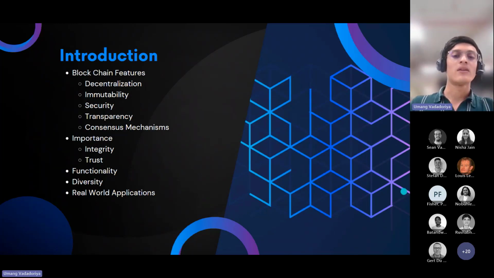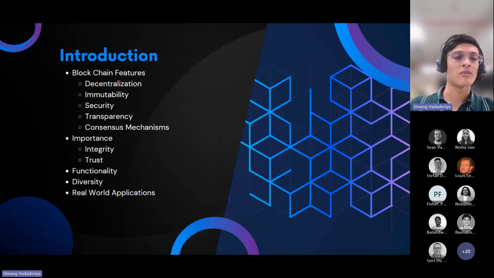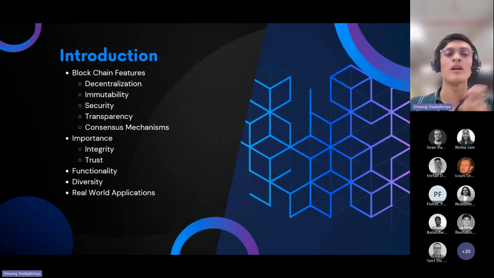Diversity: different blockchain networks utilize different consensus mechanisms to validate transactions and secure their networks. We can use them in real world applications like supply chain management, cryptocurrencies, and voting systems, where systems can verify the transactions. In supply chain management, we can ensure the traceability and immutability of the application.